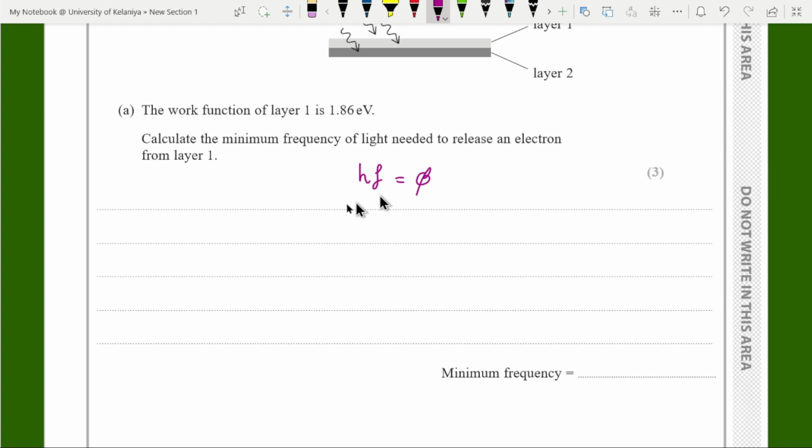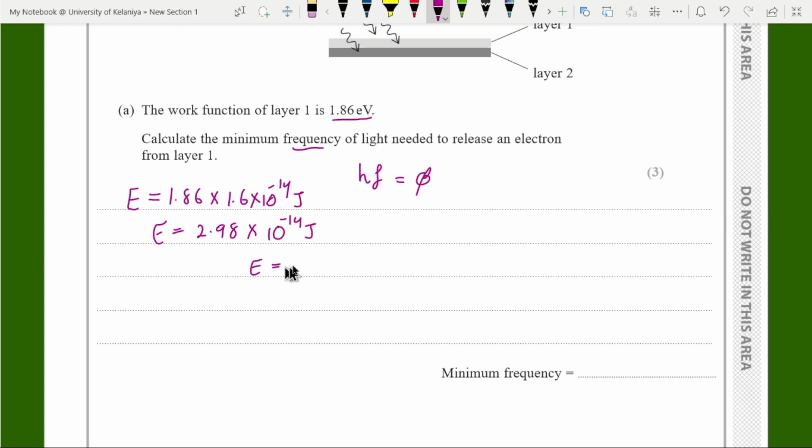Then here they have given it in electron volts. So if you want to get the frequency in hertz, you have to convert this energy into joules. So it is 1.86 times 1.6 times 10 to the power minus 19 joules. If you convert this, what you will get for your energy is 2.98 times 10 to the power minus 19 joules. So that is equal to hf.